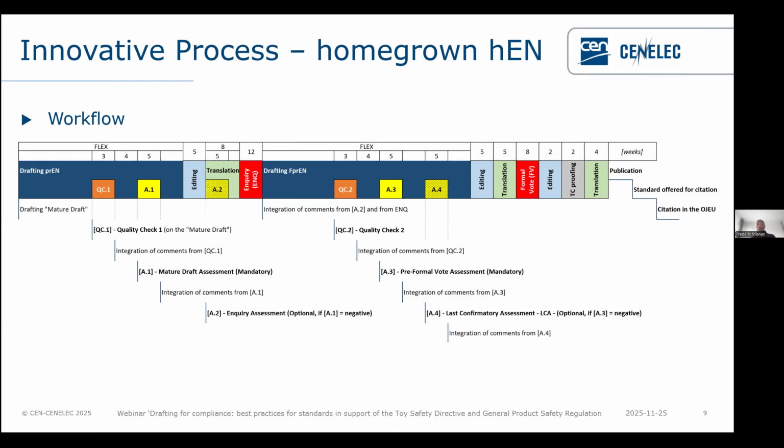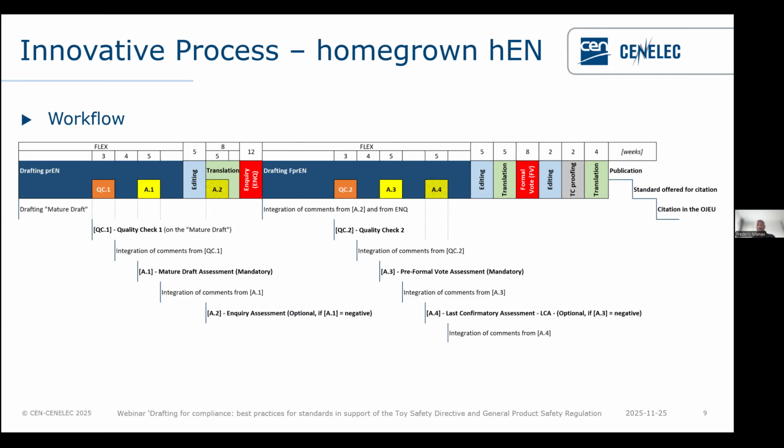And then during the formal vote part, there's another quality check on the pre-formal vote draft, same principle. We check the draft using the same template as the HAS consultant, and we identify elements in the draft that could potentially lead to a lack of compliance assessment. Then the TC has the opportunity to update the draft based on the comments received during the quality check. And then there's the pre-formal vote assessment.